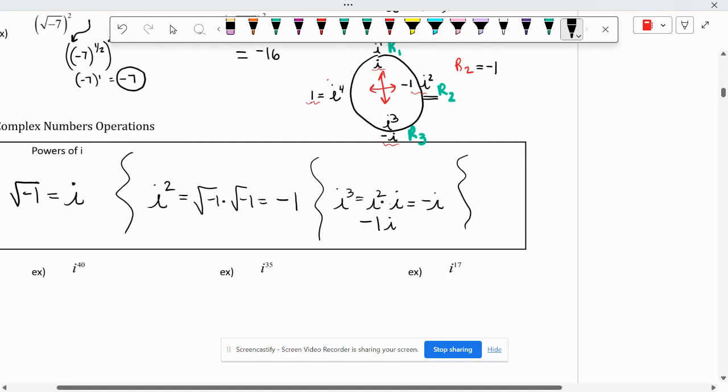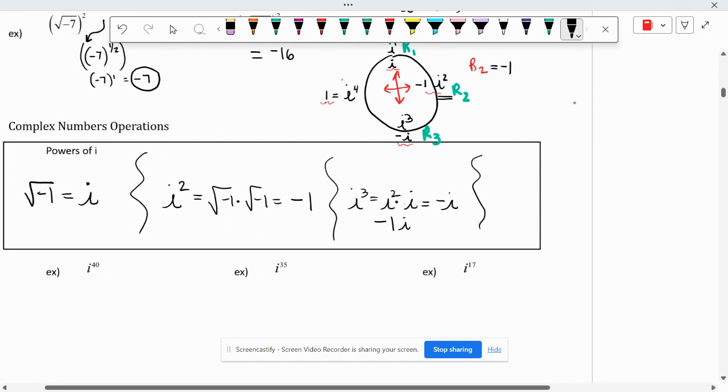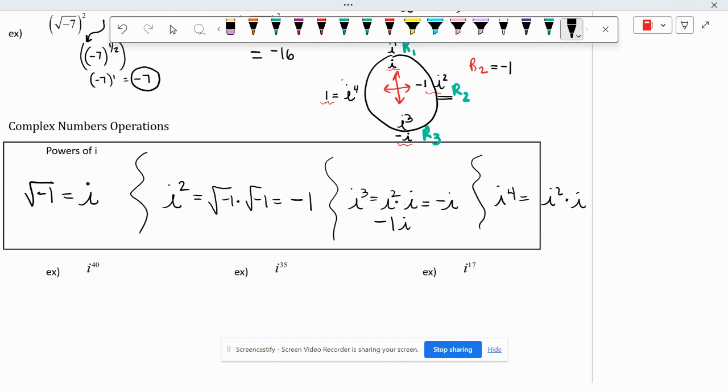I'm trying to fit it all in there. It's going to stick out of the box a little bit. I apologize. And i to the 4th, well, that's the same thing as i squared times i squared, but i squared is negative 1 times negative 1, which equals positive 1, which is exactly what we have on that circle, which I have drawn up nicely.